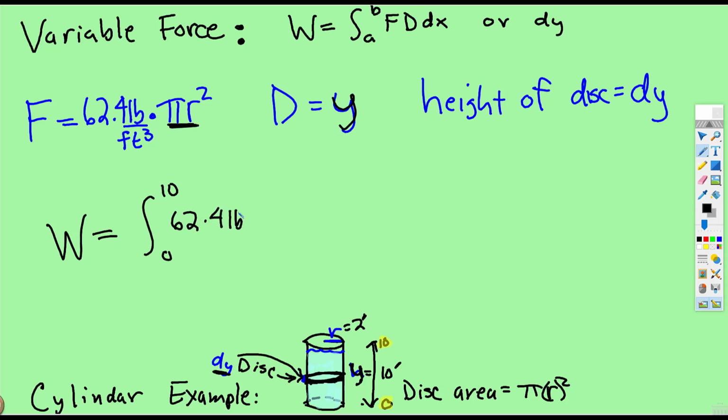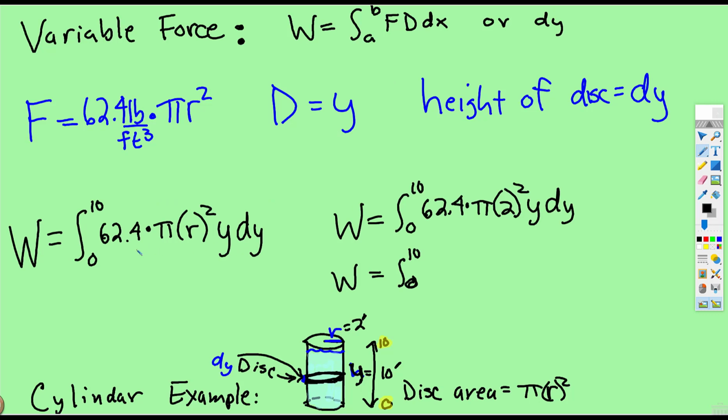Now, I'm going to leave off the labels for right this minute. When you write out the labels and you put in the y, which ends up being the 10 feet, that feet and the feet squared end up canceling with that feet cubed. That's how those things cancel, leaving the pounds. So 62.4 times pi, the radius is 2 feet, so 2 squared times y dy. So let me come over here. So this is what we have. I have it written out.